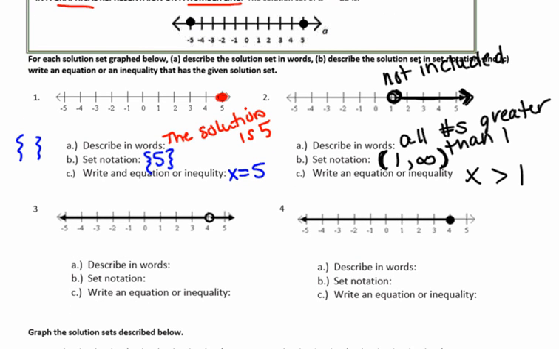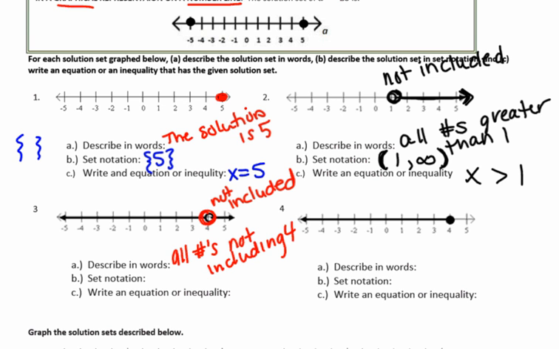Okay, so if we notice here, just like Miss Barley was showing you above, we know that when this is an open circle, it means not included. Okay, so this number is not included. So to describe this in words, it would be all numbers not including 4. So we can actually do set notation for this a couple of ways. We can do set notation where it's x is not equal to 4, or we can show it this way.